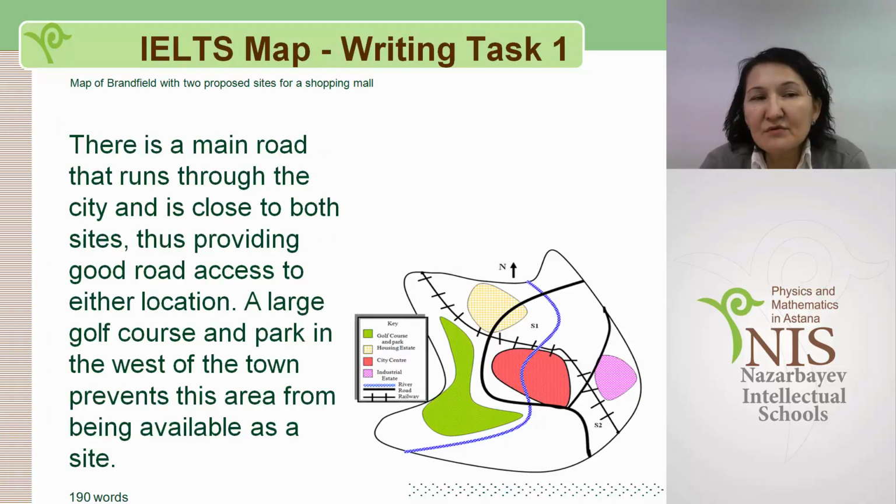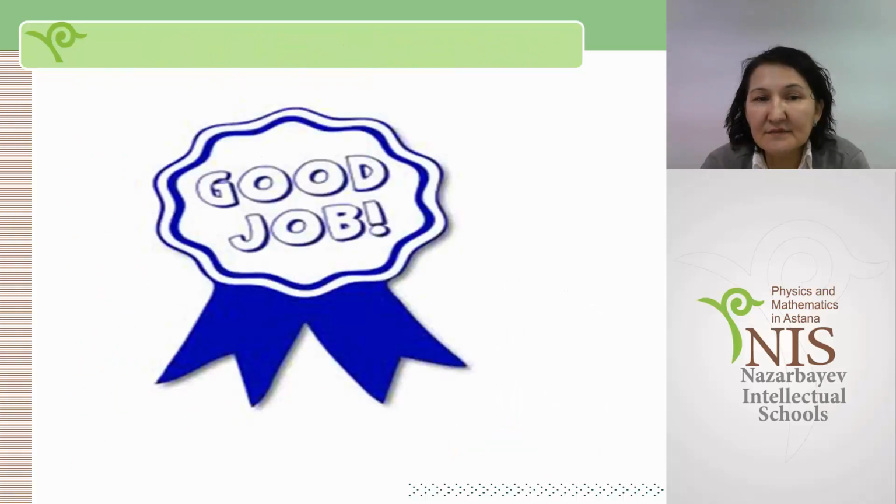There is a main road that runs through the city and is close to both sides, thus providing good road access to either location. A large golf course and park in the west of the town prevents this area from being available as a site.